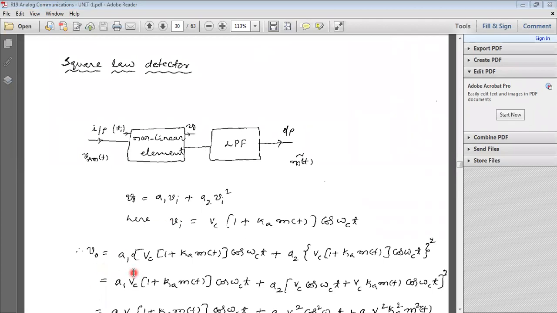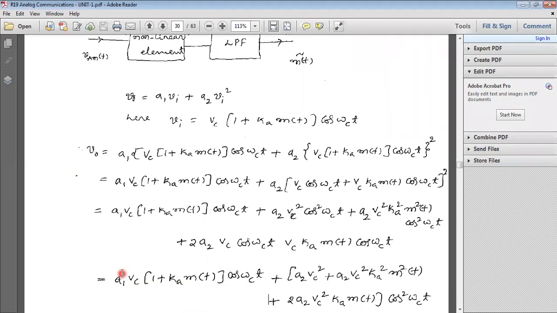So now we can express V naught as A1 into VI, plus A2 into VI square. What is VI here? Already we know VI. Put this as equation number 1, and take VI as equation number 2. Substitute 2 in 1.